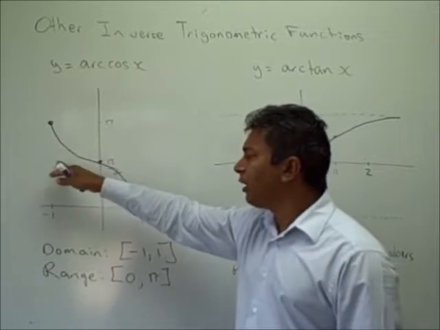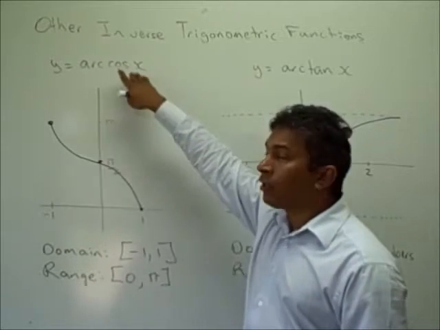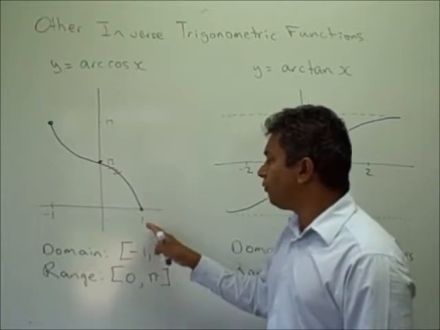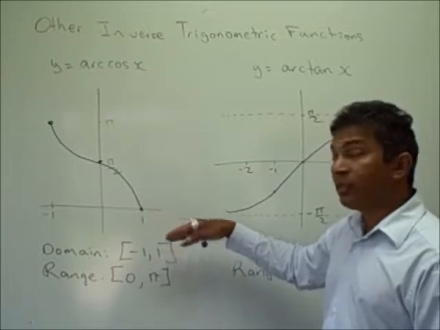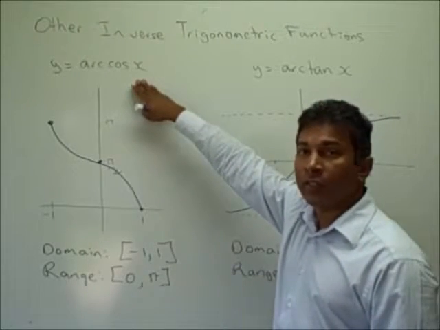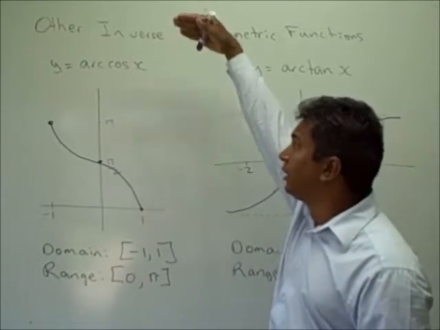We can see from our graph that our domain for our arc cosine function is from negative 1 to 1, and this is based on our original cosine function, which had a range of negative 1 to 1.